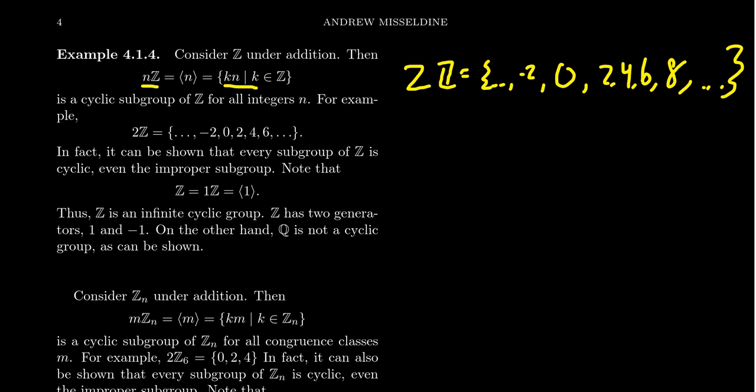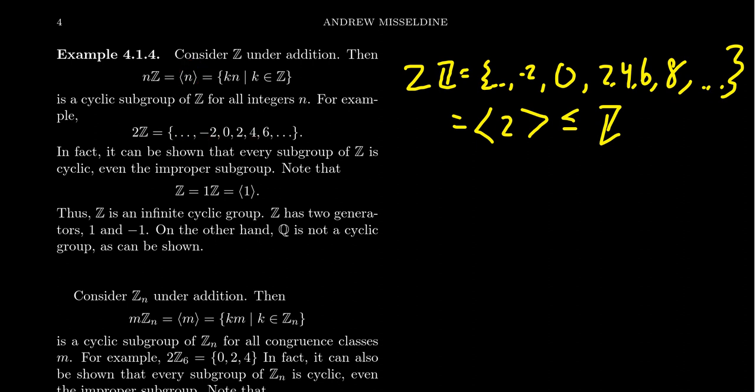But I want you to realize that this right here is just the cyclic subgroup of 2 generated inside of Z. And this is true in fact in general, that when you take the subgroup nZ, this is just the cyclic subgroup generated by n inside of the integers. And so again, 2Z is an example of such a thing right here.